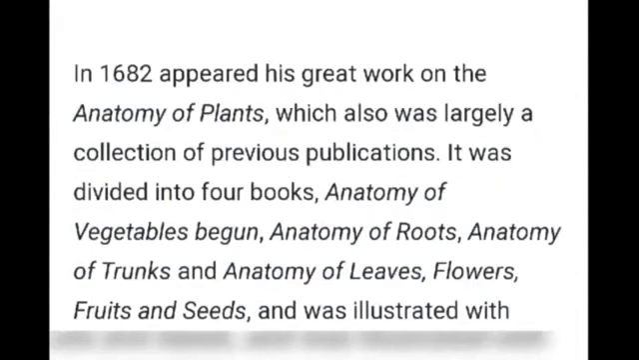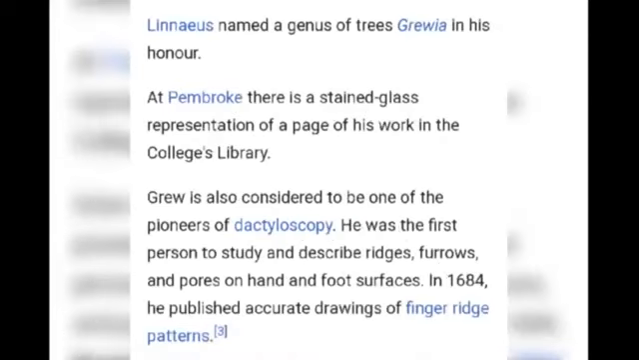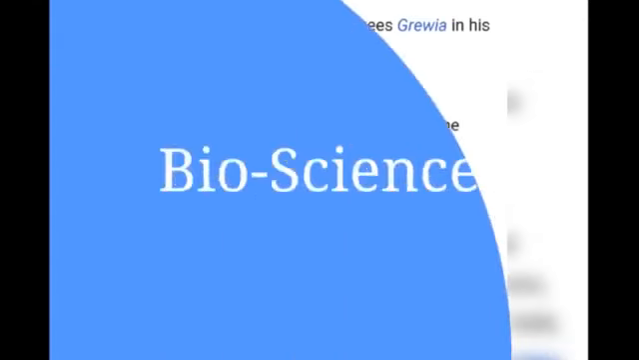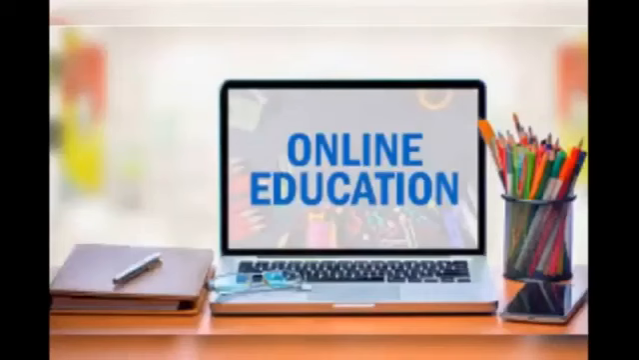In 1682, he wrote four books called Anatomy of Vegetables Begun, Anatomy of Roots, Anatomy of Trunks, and Anatomy of Leaves, Flowers, Fruits, and Seeds. Linnaeus named a genus of tree Grewia to honor this Nehemiah Grew. He is also considered to be the pioneer of dactyloscopy, that is, the study of the ridges and furrows in palms, that is, fingers.